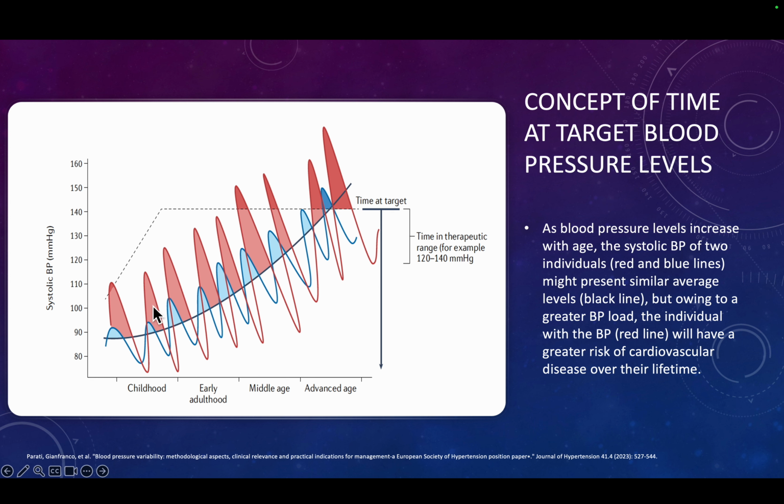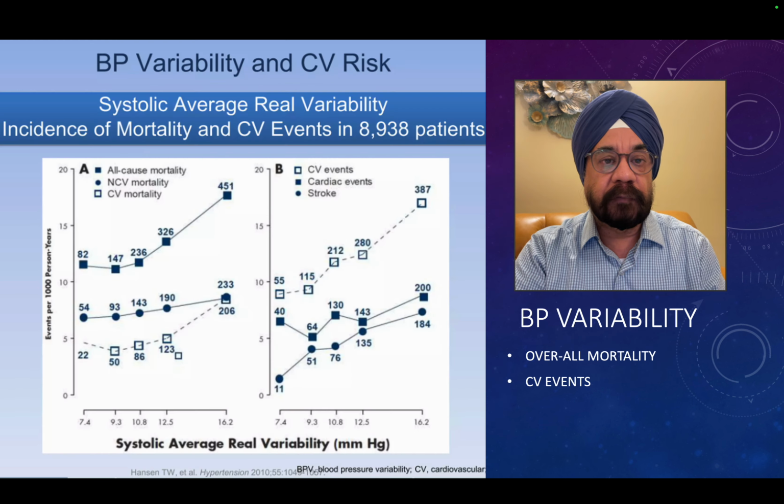So these patients, those who have a higher blood pressure variability, the high blood pressure is going to stay for a longer time. Probably that is the reason why, apart from the mean pressure, you still get added information from variability: the blood pressure remains high for a longer period of time in patients who have blood pressure variability.